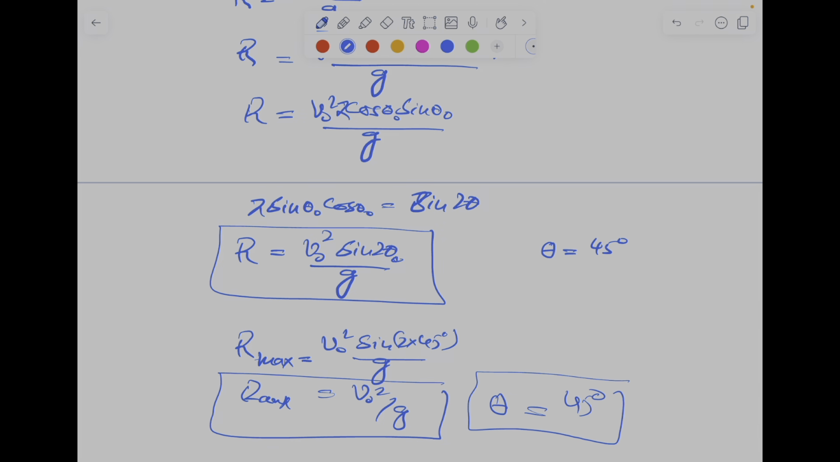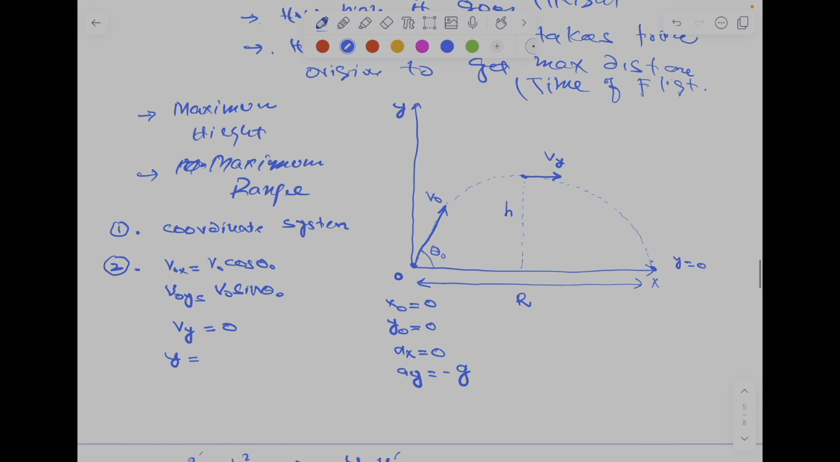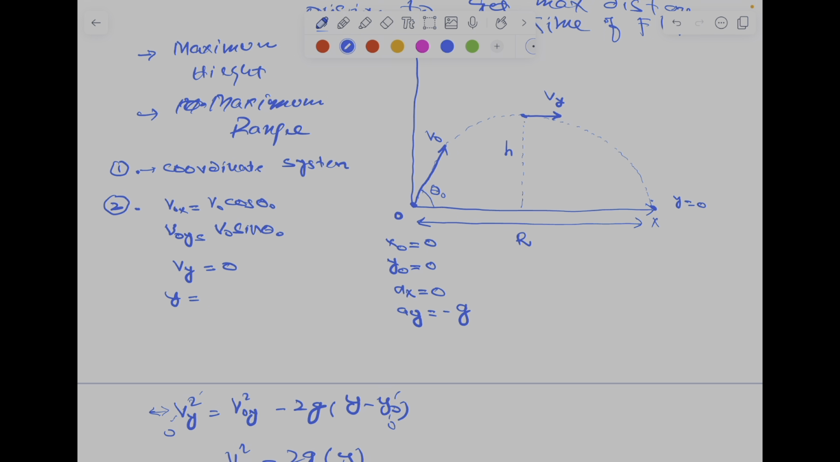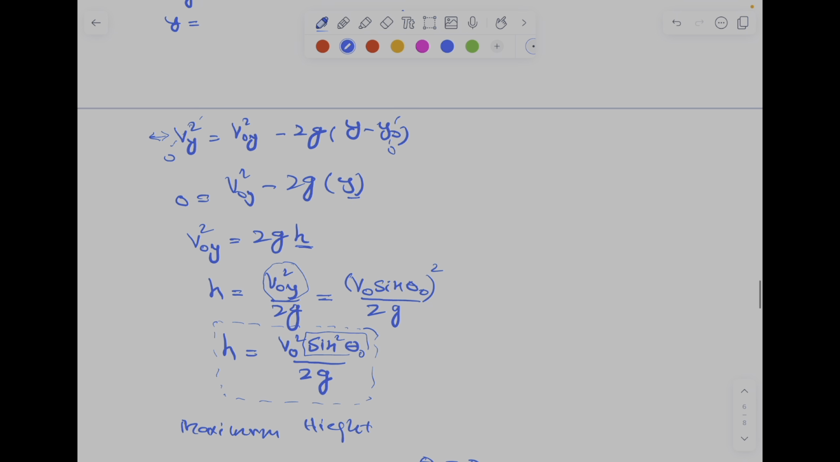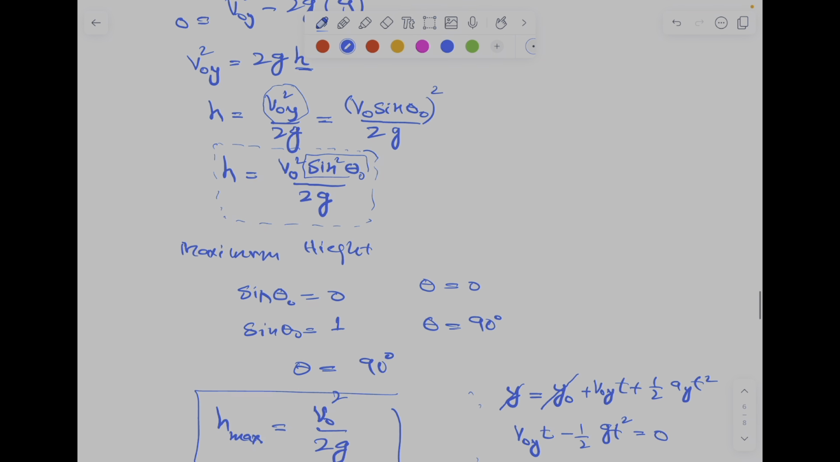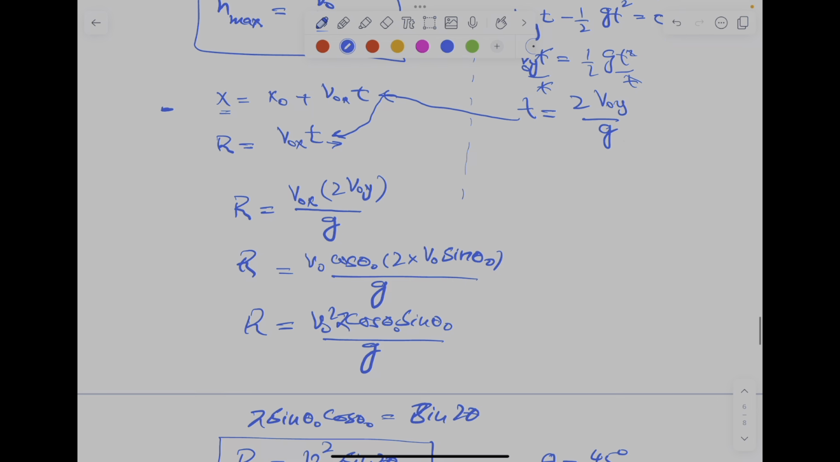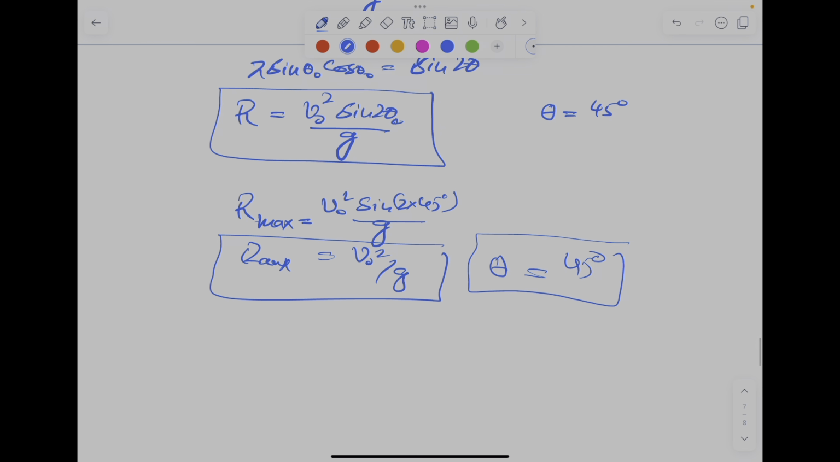So we apply the same problem-solving strategy to solve this problem. We design a coordinate system, then we express our velocity along x and along y, then we analyze the motion along x and y, and find the maximum height and maximum range of the projectile, which makes a certain angle with the origin.